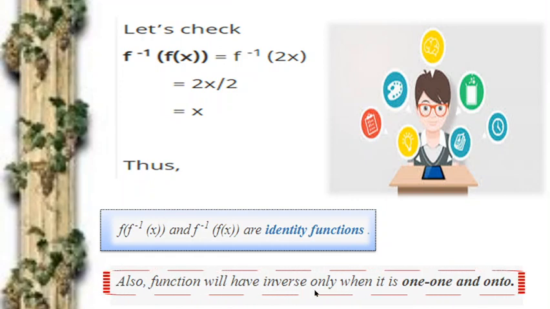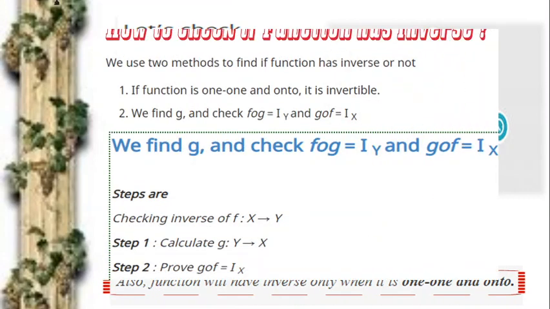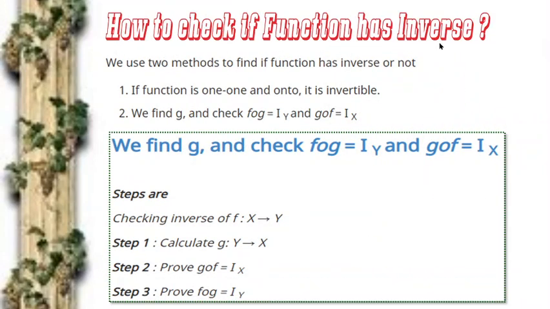Also, functions will have an inverse only when they are one-one and onto. It means whenever the functions are invertible, we say that they can have an inverse. How to check if the function has an inverse? We use two methods. First, if the function is one-one and onto, we call it invertible, and another is we check with the help of identity functions.